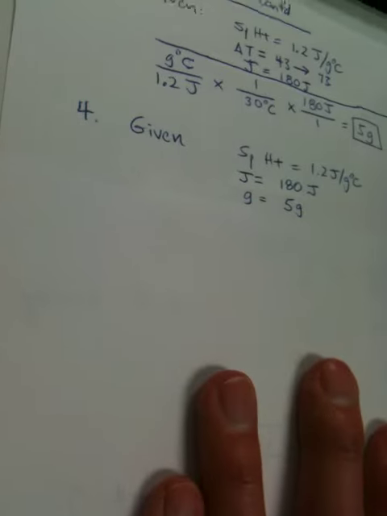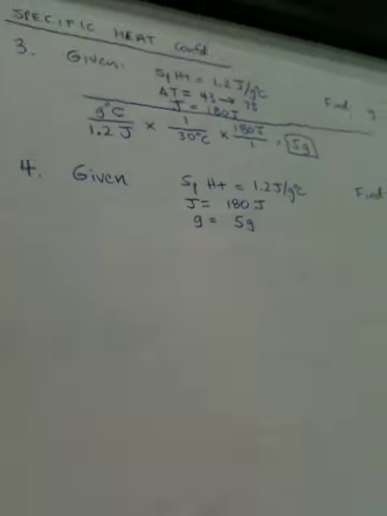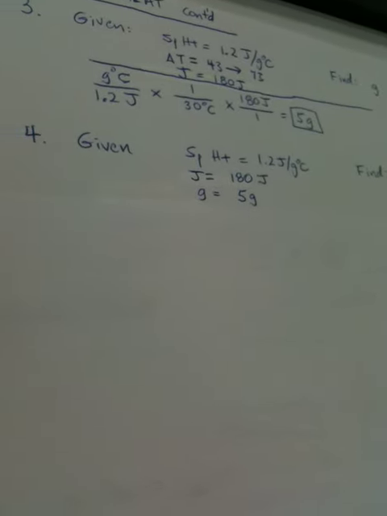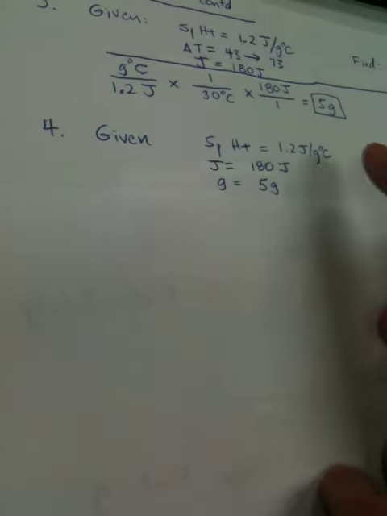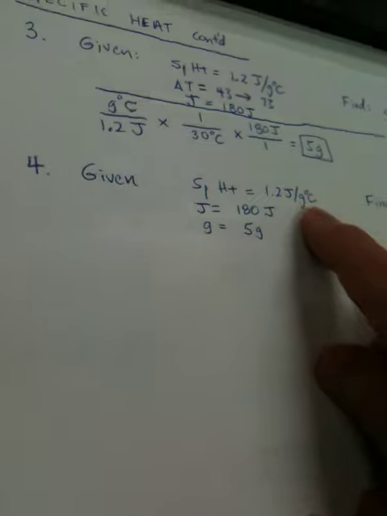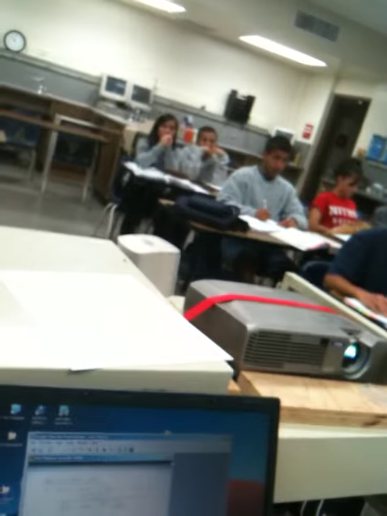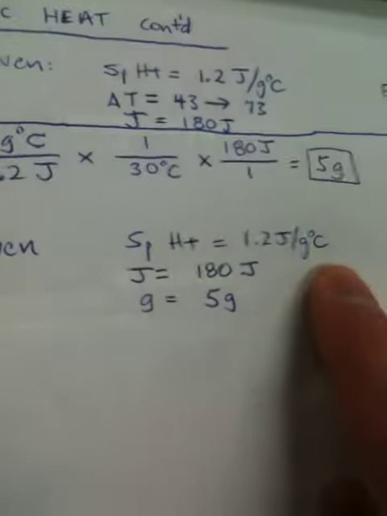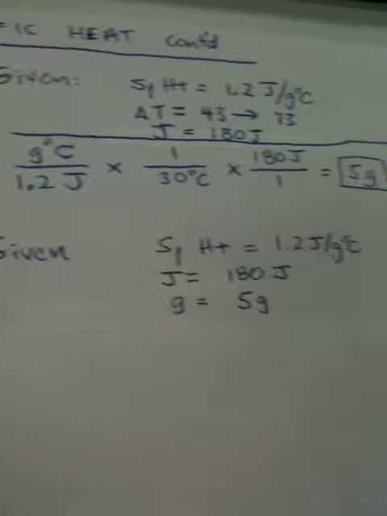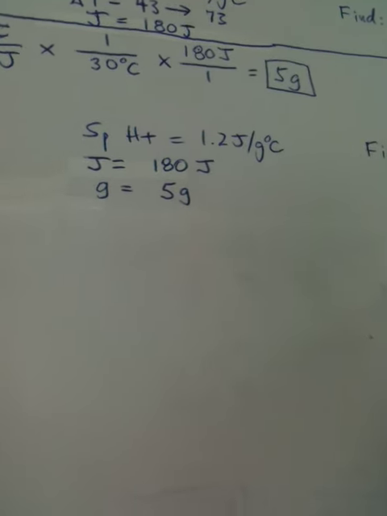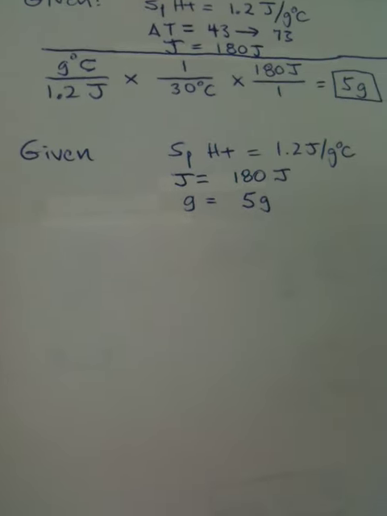Okay, now let's go down to our last type. This time we're looking for the change in temperature. Alexis, what am I going to have on top? The 1.2 joules or the grams degrees centigrade? Why do we have grams degrees centigrade on top? Change in temp. That's what delta means, is change.